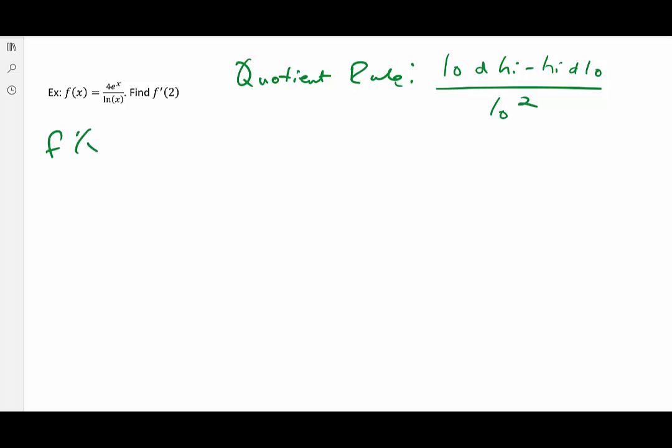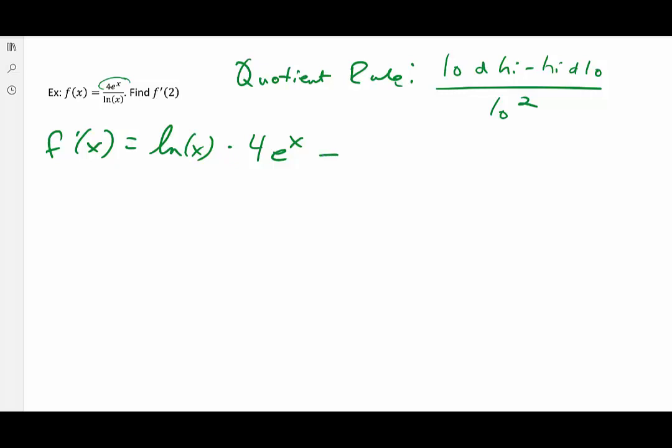F prime of x equals low. What's our low function? Our low function is the natural log of x times the derivative of the high function. We have a 4 times e to the x. The derivative of 4e to the x is, well, the derivative of e to the x is 1e to the x, times 4, so it's 4e to the x.